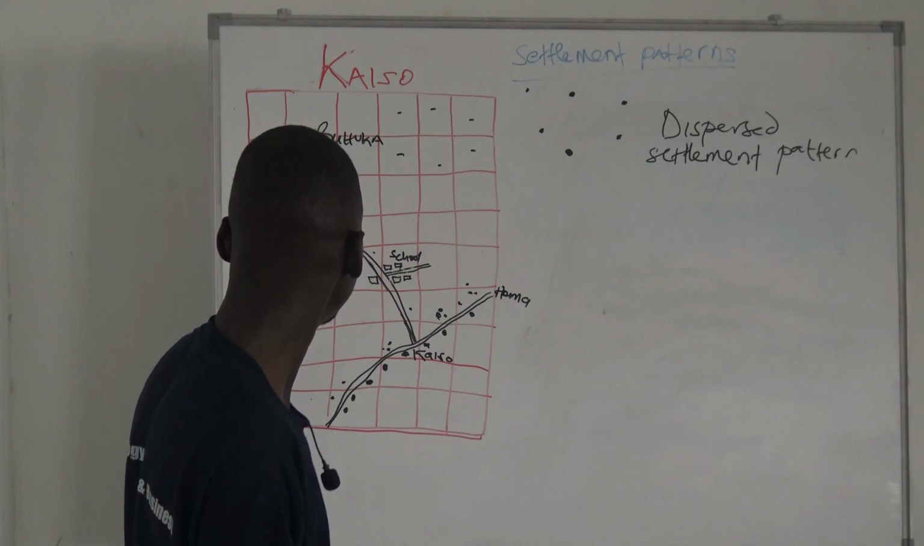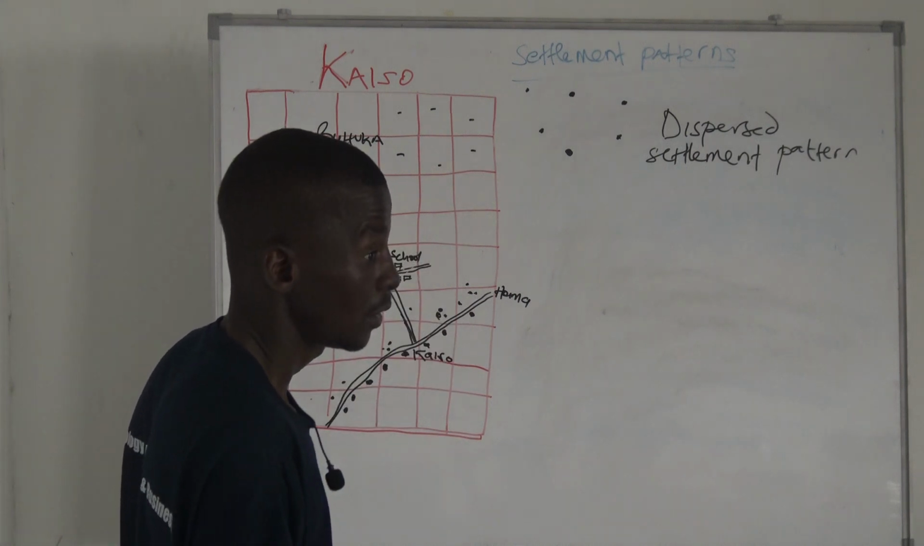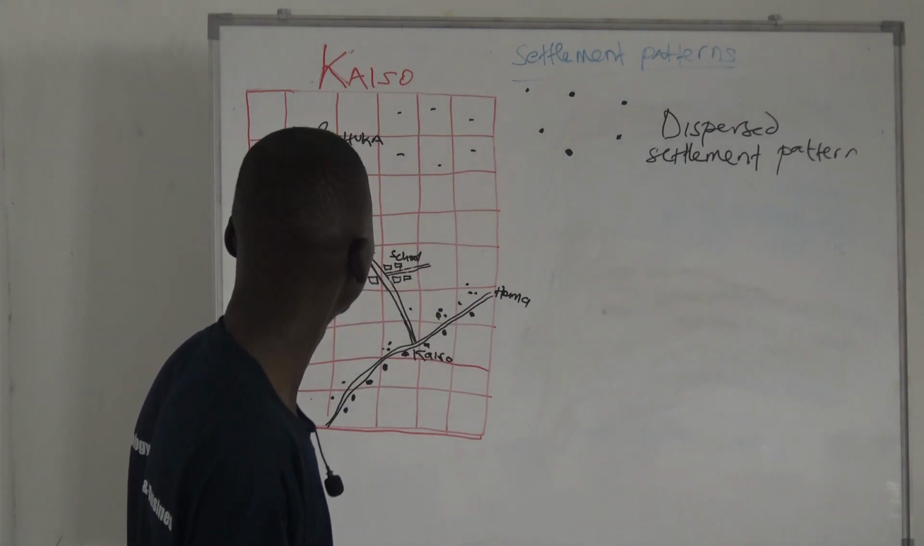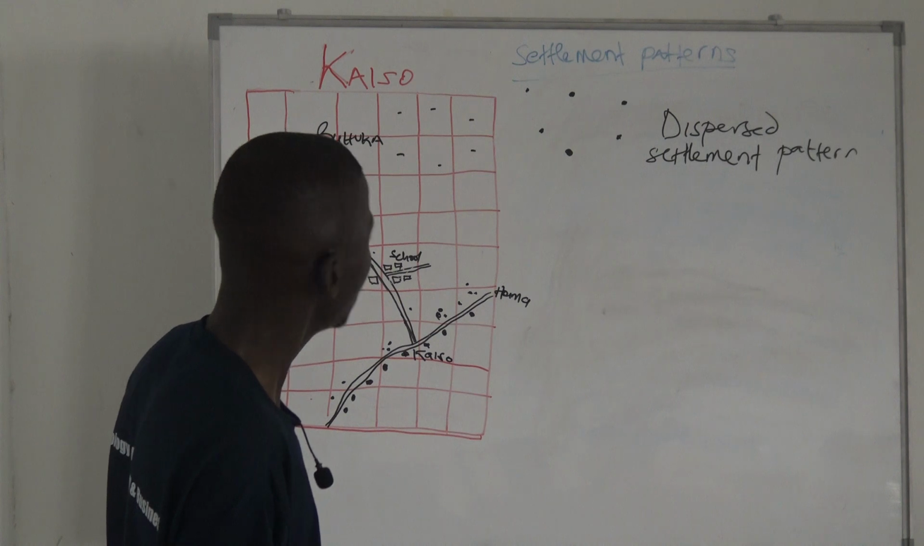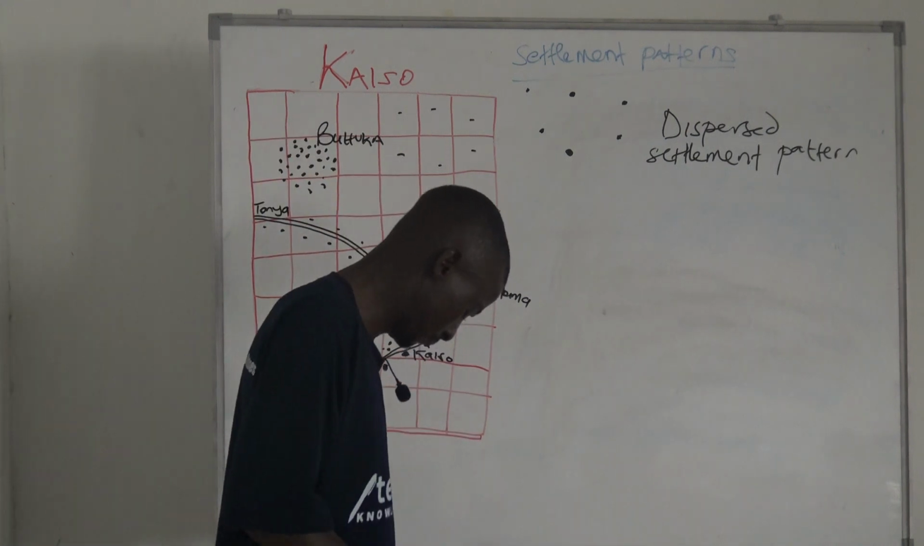Then, I believe those are the major settlement patterns that we do have. And let us also cover something else apart from settlement patterns.